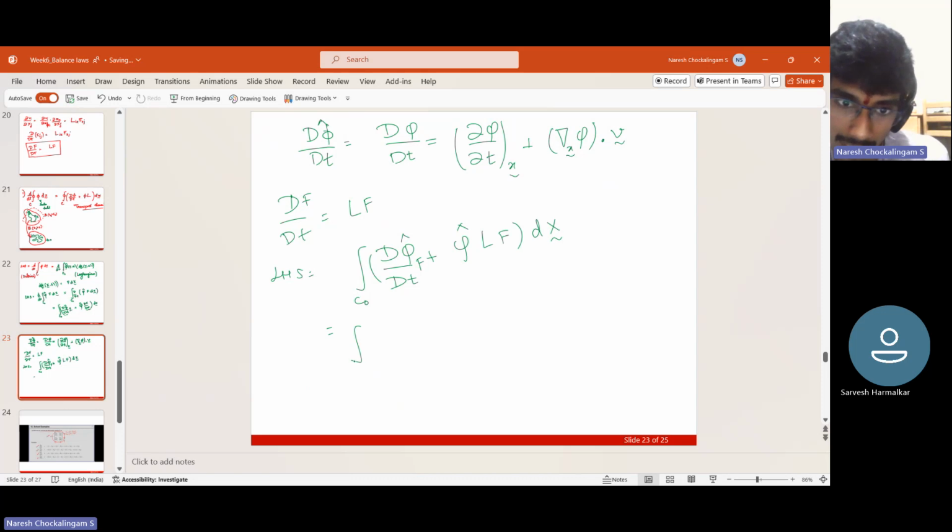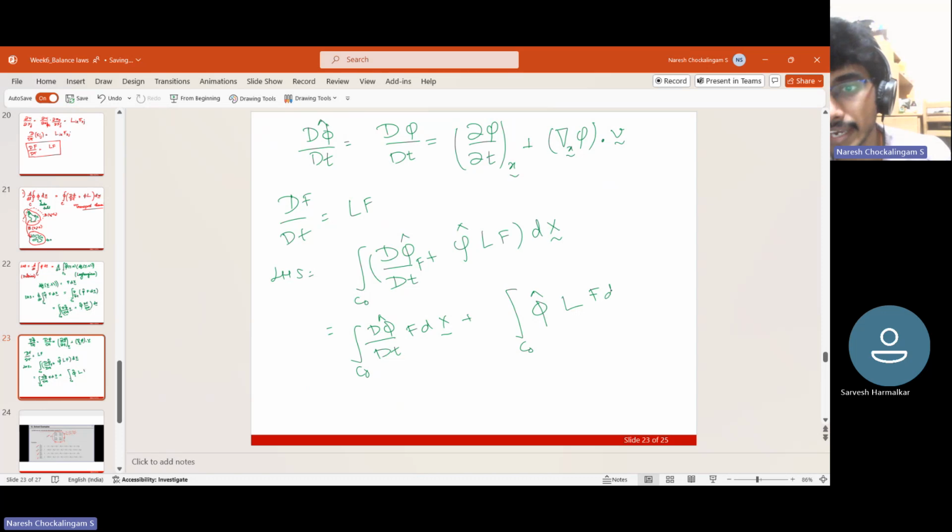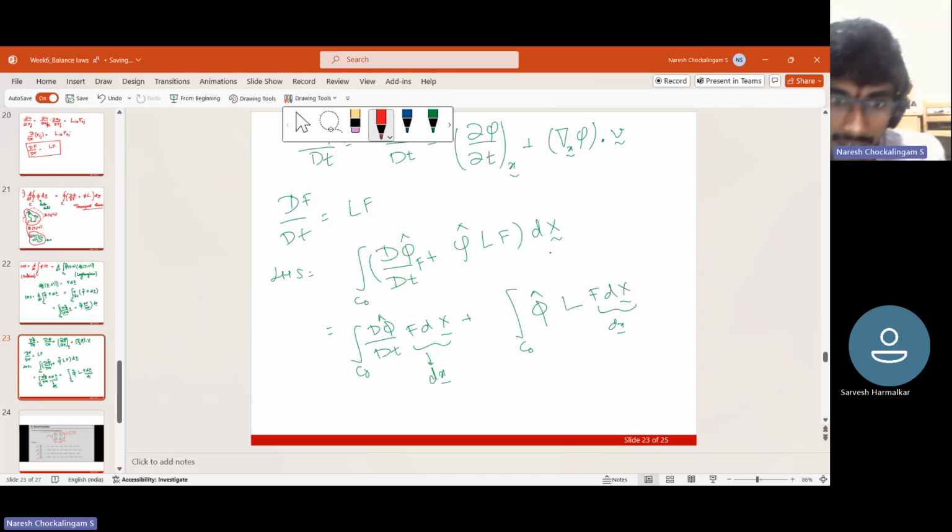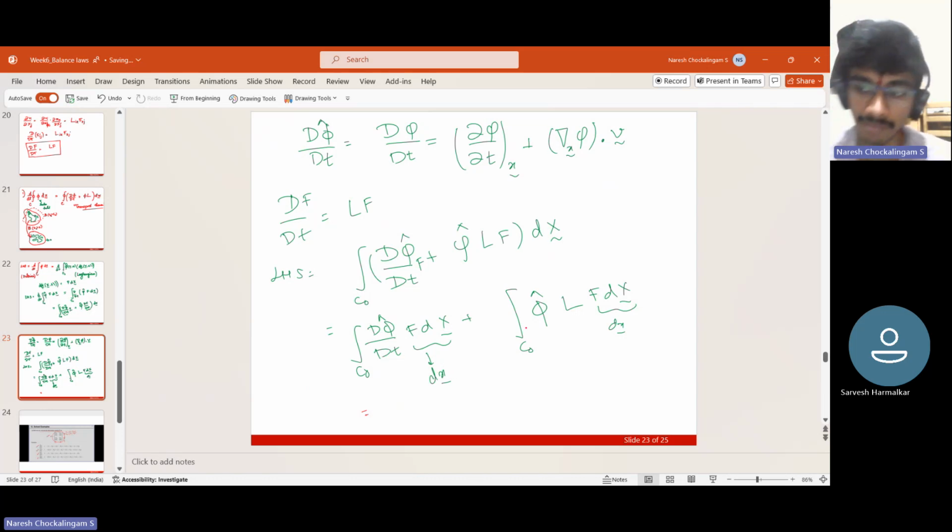Split the two terms, you get the integral over C naught of d phi cap by dt times F dx, plus the integral over C naught of phi cap L F dx. So look at F dx. What is F dx? It is nothing but small dx. And so once you go from Lagrangian to Eulerian, since you are going to Eulerian, let me change the color to red. You are integrating now, and F dx is a spatial infinitesimal vector. So the limit of the integral goes from C naught to C. I'm going from Lagrangian to Eulerian, so this becomes d phi. The cap will go away as you go to Eulerian.